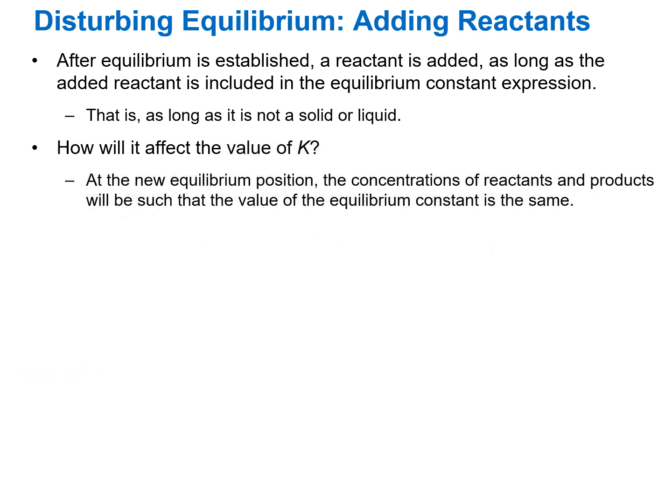Now, the third question we need to ask is, all of this that's changing, will that affect the value of our equilibrium constant? Well, at the new equilibrium position, the concentrations of the reactants and the products are going to be such that the value of the equilibrium constant will be the same, as it should be, because remember, it's a ratio. So let's put all of this together.